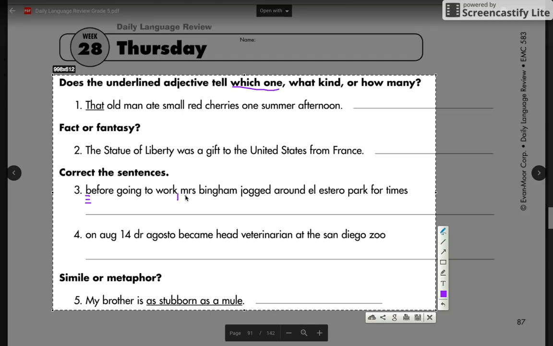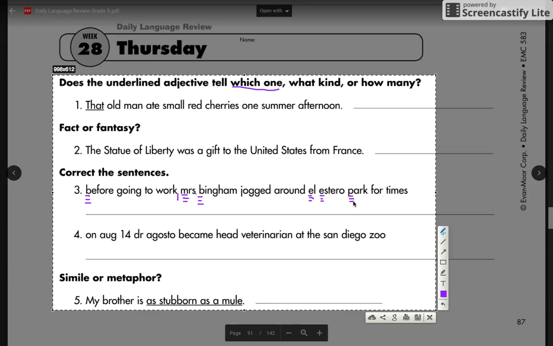All right. Mrs. has to be capitalized. This is somebody's name. Mrs. is a title and it's an abbreviation, so we have to put a period after it. Bingham is also obviously the last name, so we have to capitalize it. Mrs. Bingham jogged around El Estero Park. Well, what's the name of the park? It's El Estero, so we're going to capitalize it. We have to. It's the name of the park. And we're going to capitalize all three words here because the name of the park is El Estero Park. So park gets capitalized too.